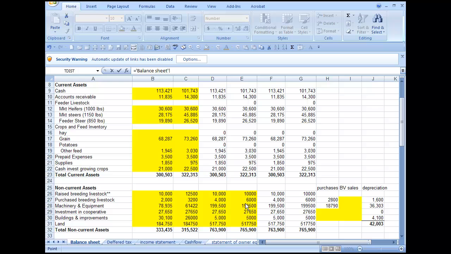So for raised breeding livestock, our market value at the ending minus the market value at the beginning tells us how much our market value has increased. However, we can't stop there, because the reality is that it should have gone up by $2,500. And if it didn't do that, or if it went up by more, that is the market appreciation.